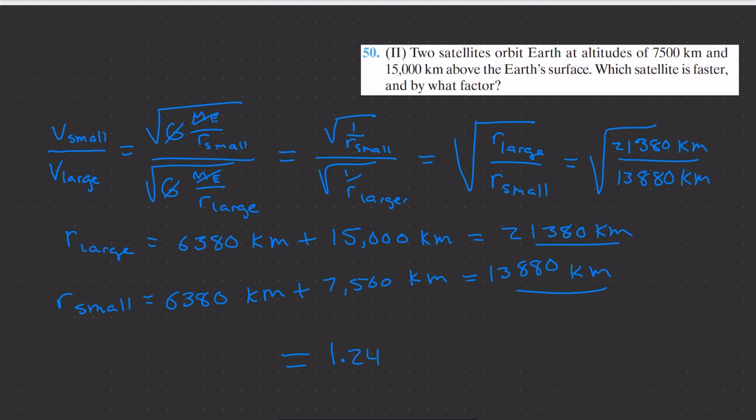So we could say that the satellite with the smaller orbit has a 1.2 times faster orbit than the satellite with the larger orbit. That means the satellite with the smaller orbit is moving with a faster tangential velocity.